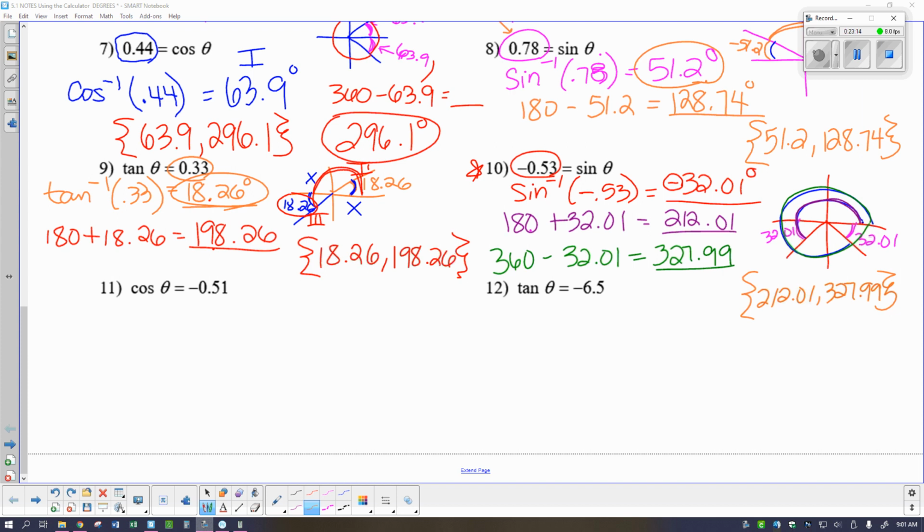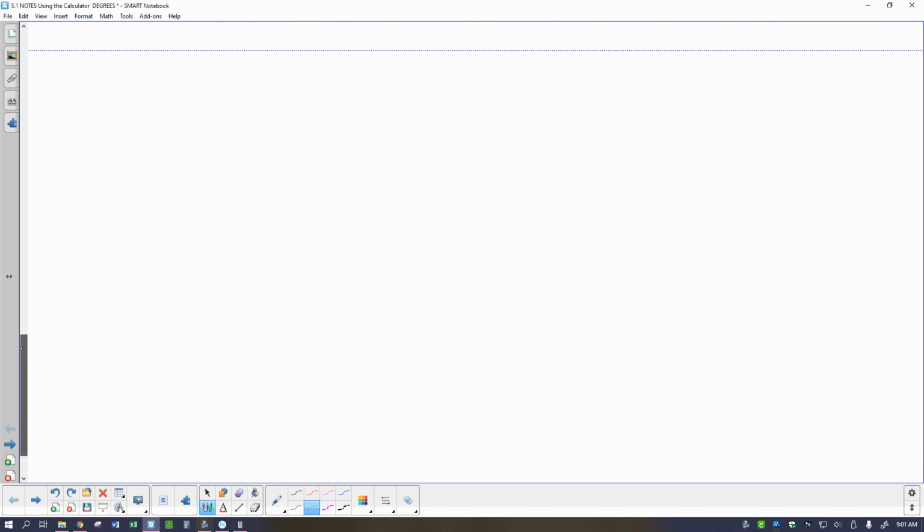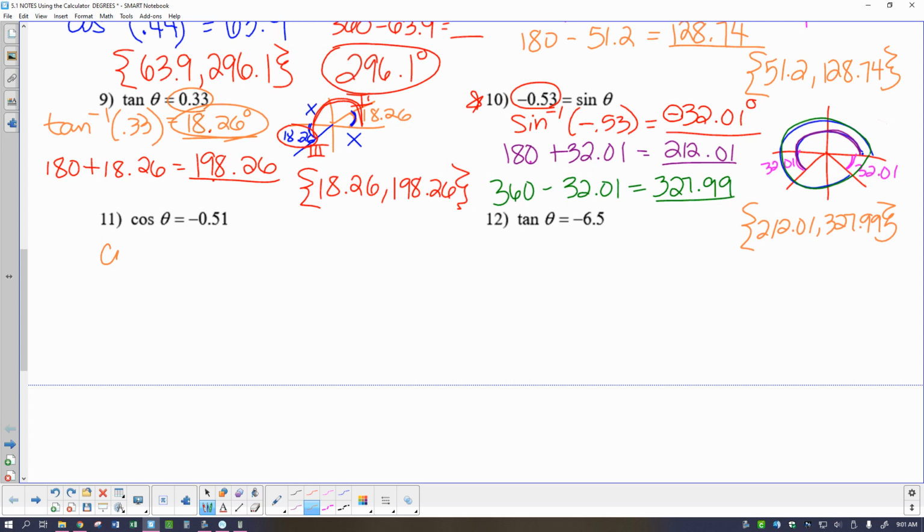All right, last 2. Number 11. Let's type that in our calculator and see what we get. So cosine inverse of negative 0.51. This is going to give us an answer of 59.34.